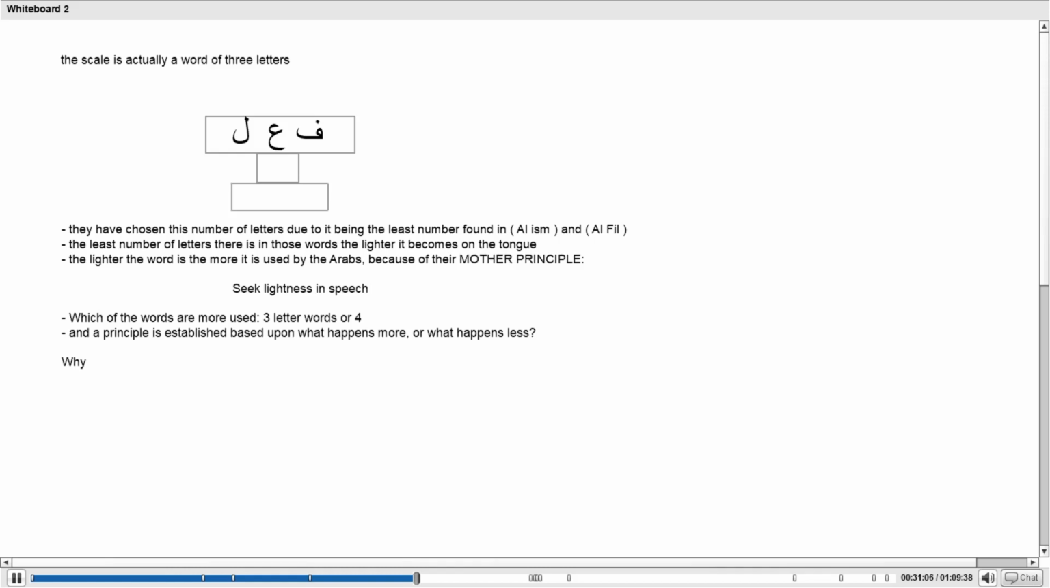Okay. Why those letters in particular? Why the fa and the ain and the lam? Why couldn't it be the alif and the ba and the ta? Why couldn't it be the jim and the ha and the kha? It's nice. It's all written the same, but the dots are just different. It'd be easier to make it jim ha kha. Why those letters in particular?